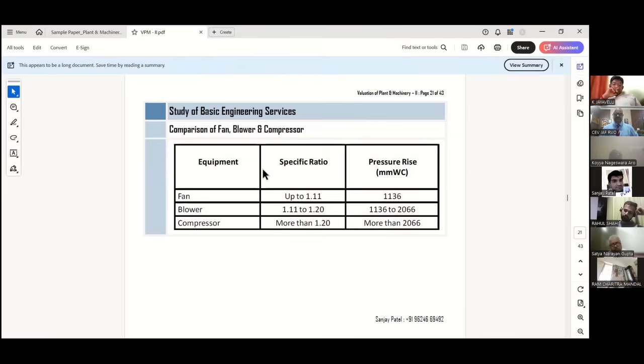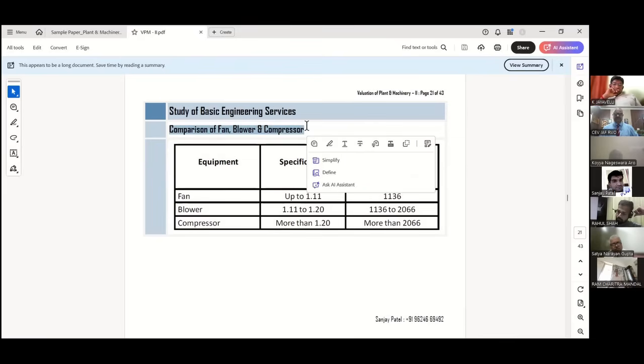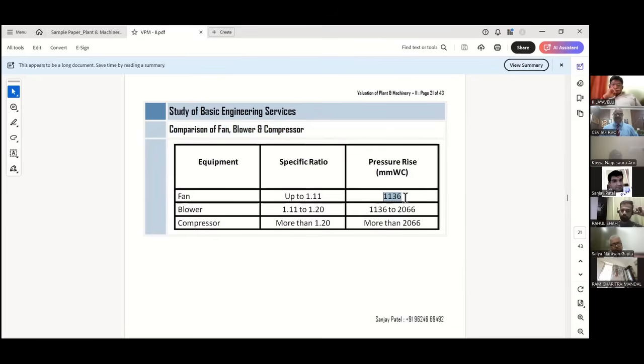So how much pressure is required decides whether a fan, blower, or air compressor is selected. If you require pressure up to 1136 mmWc, a fan is selected. If you require pressure up to 2006, you select a blower, and above 2062 you require a compressor. What do you mean by mmWc?